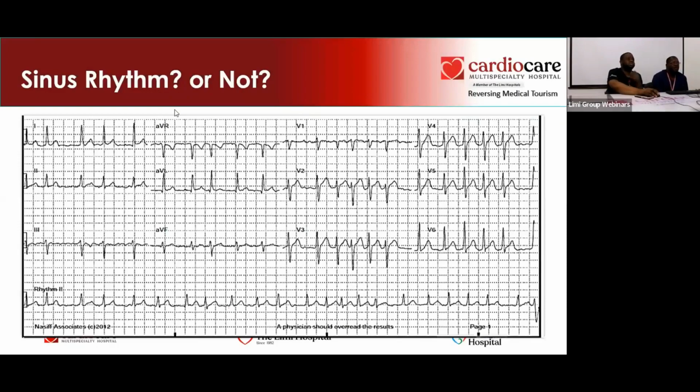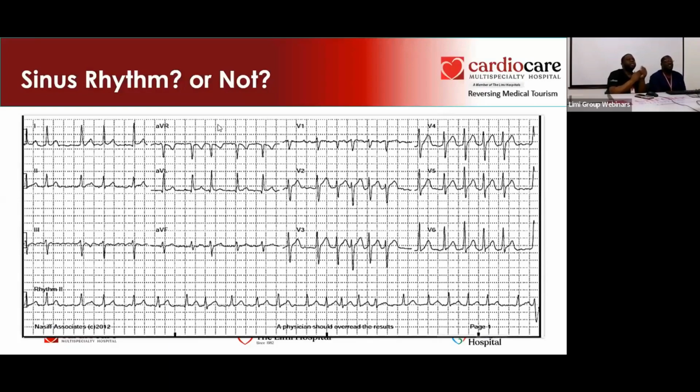Is there a P wave before every QRS complex? That's number three. Is there a QRS after every P wave? Exactly, that's number four. Then the P waves, are they similar? Are they looking the same?